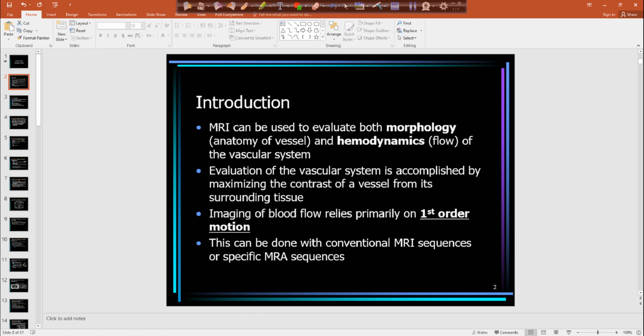So morphology here, what do you think, bright or black blood imaging for morphology? Black. Good. And then for hemodynamics, bright blood.